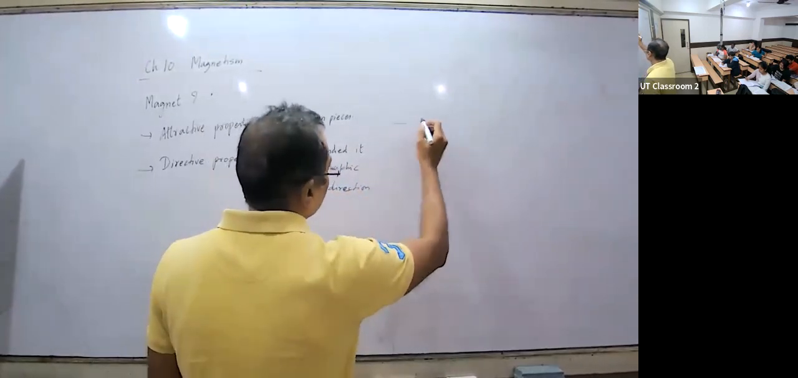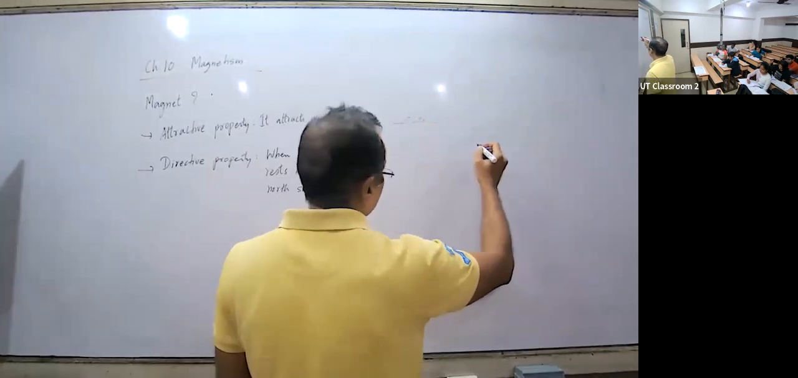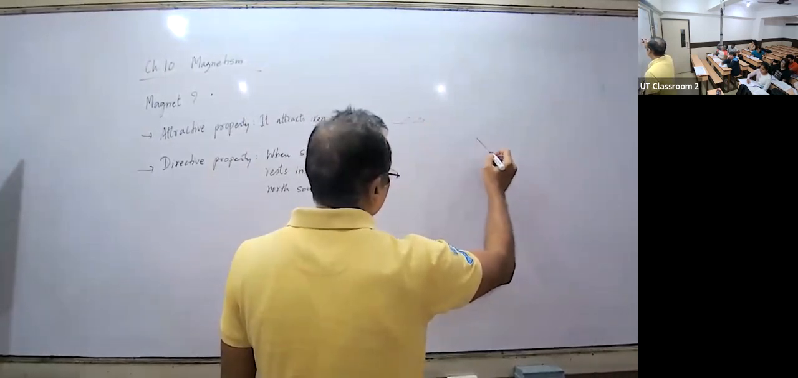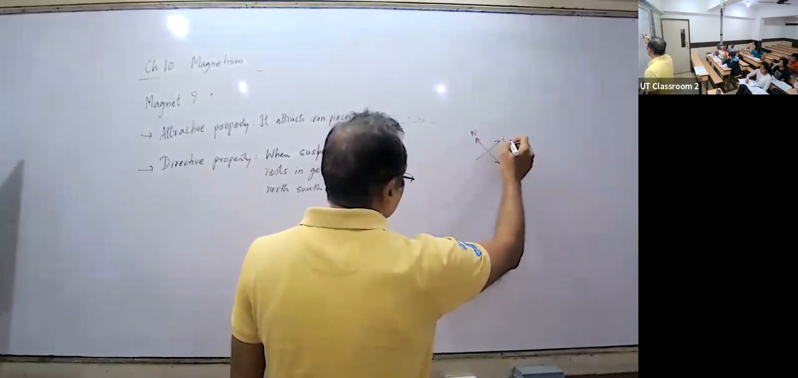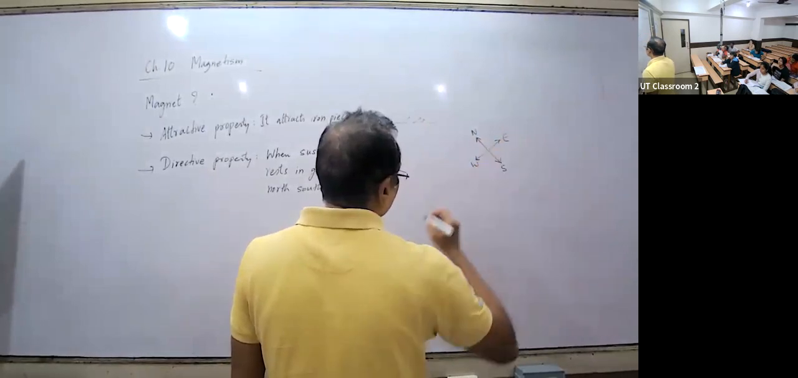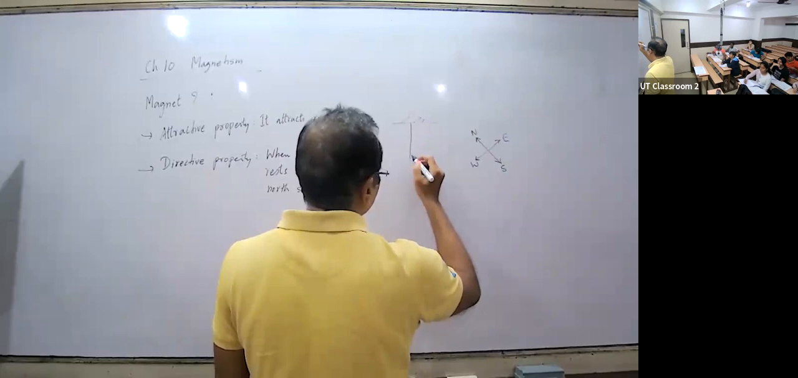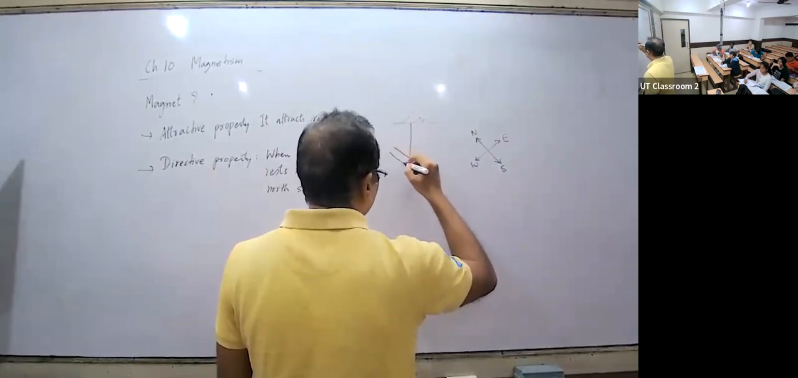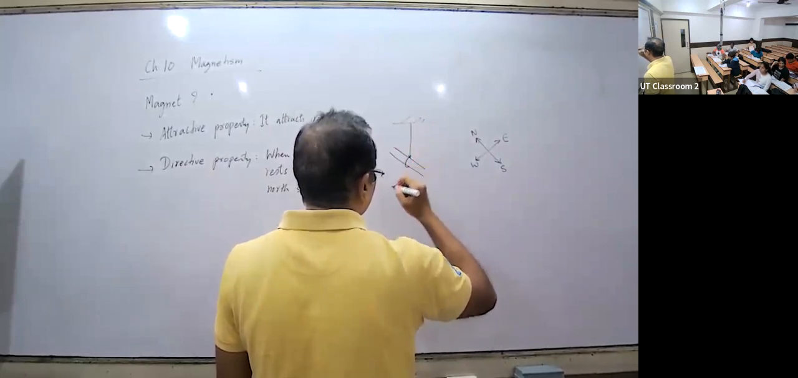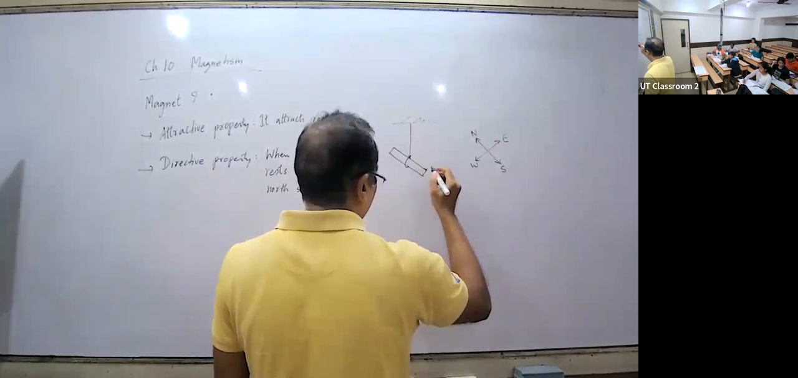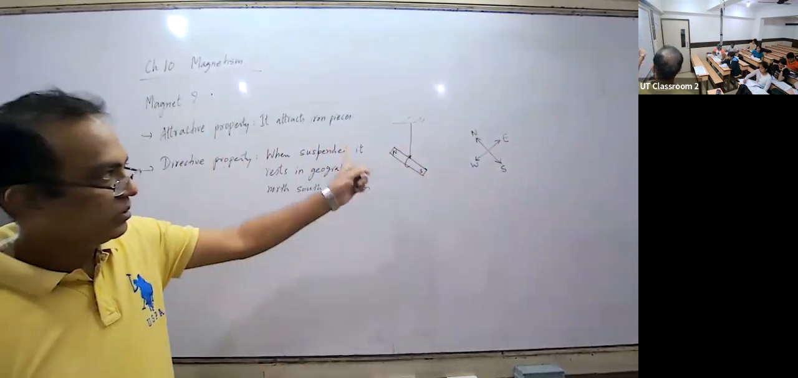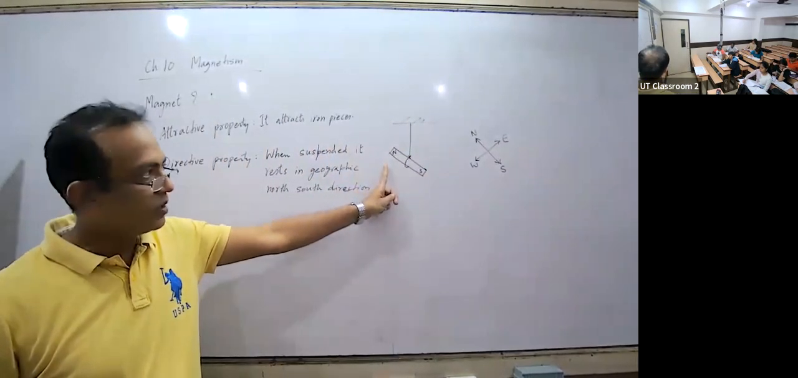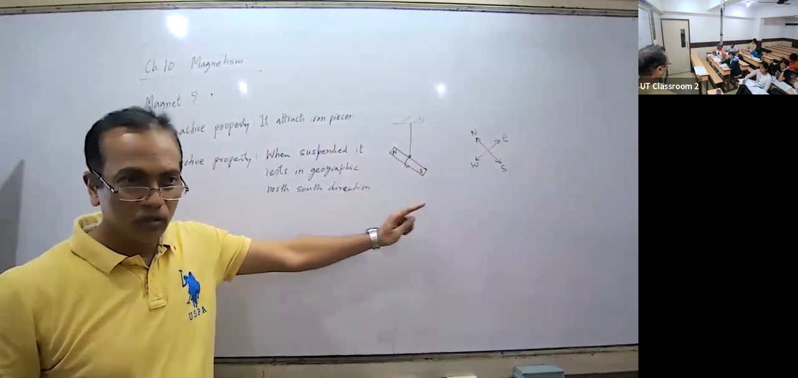This you are familiar with, right? So if you suspend a magnet, let us say this is north, this is south, this is east, west. When you suspend the magnet, the end which is pointing towards north is called north pole, and which is pointing towards south is called south pole.